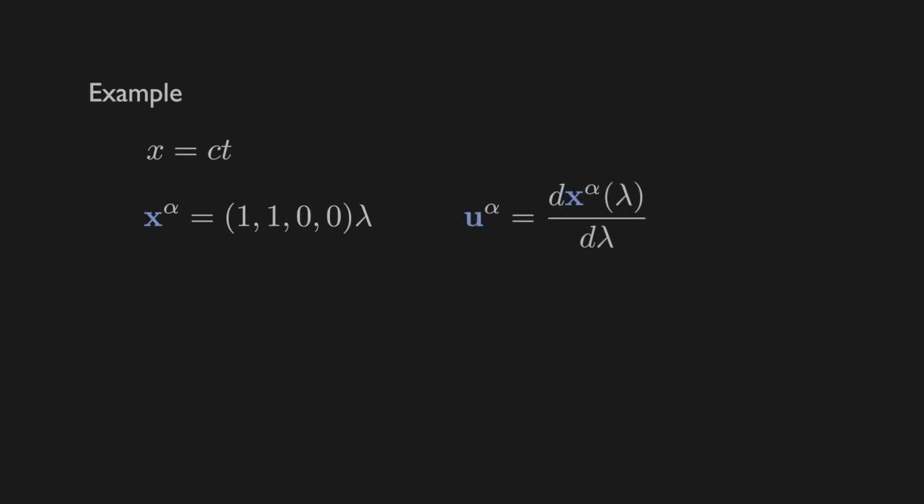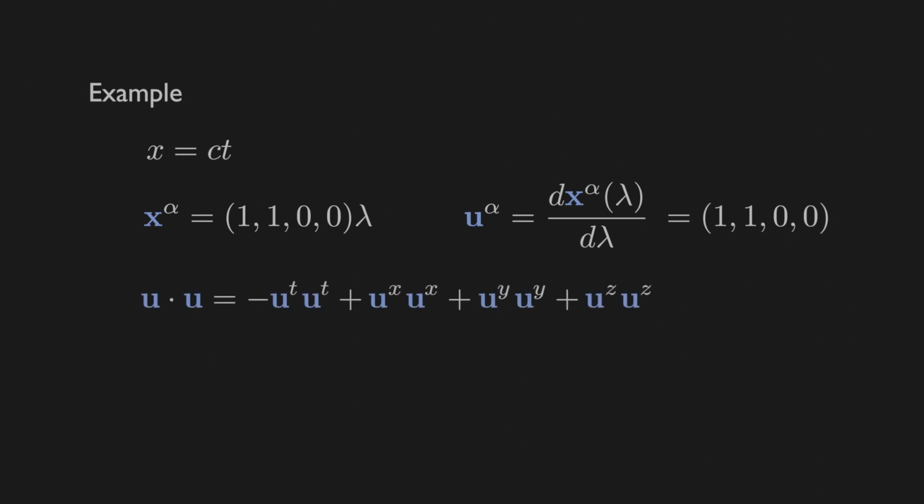If you look at the length of u, we see that it is 0. And this is a general fact for all light-like world lines. Along a light-like world line, the length of the tangent 4-vector is 0. For this reason, they are called null world lines.